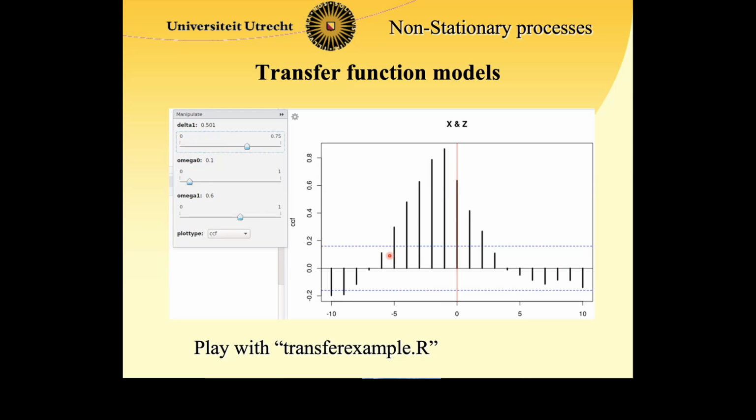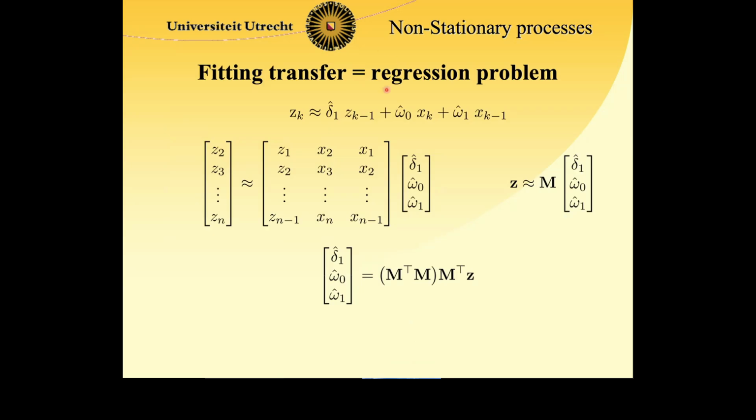Now, how do you fit a transfer function itself? So the transfer function is actually fitted by regression. It's a regression problem. So suppose we want to fit z_k is equal to delta_1 z_{k-1} plus omega_0 x_k plus omega_1 x_{k-1}.